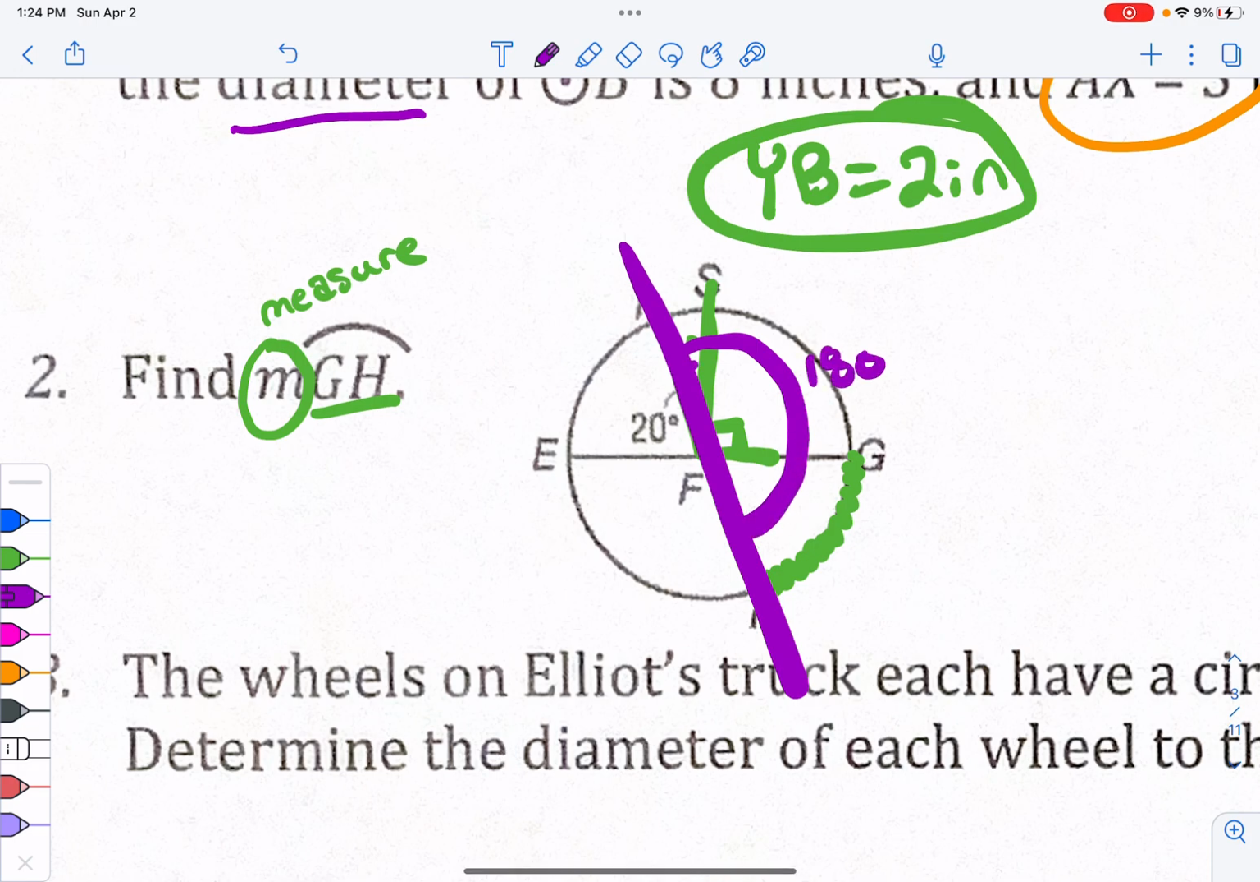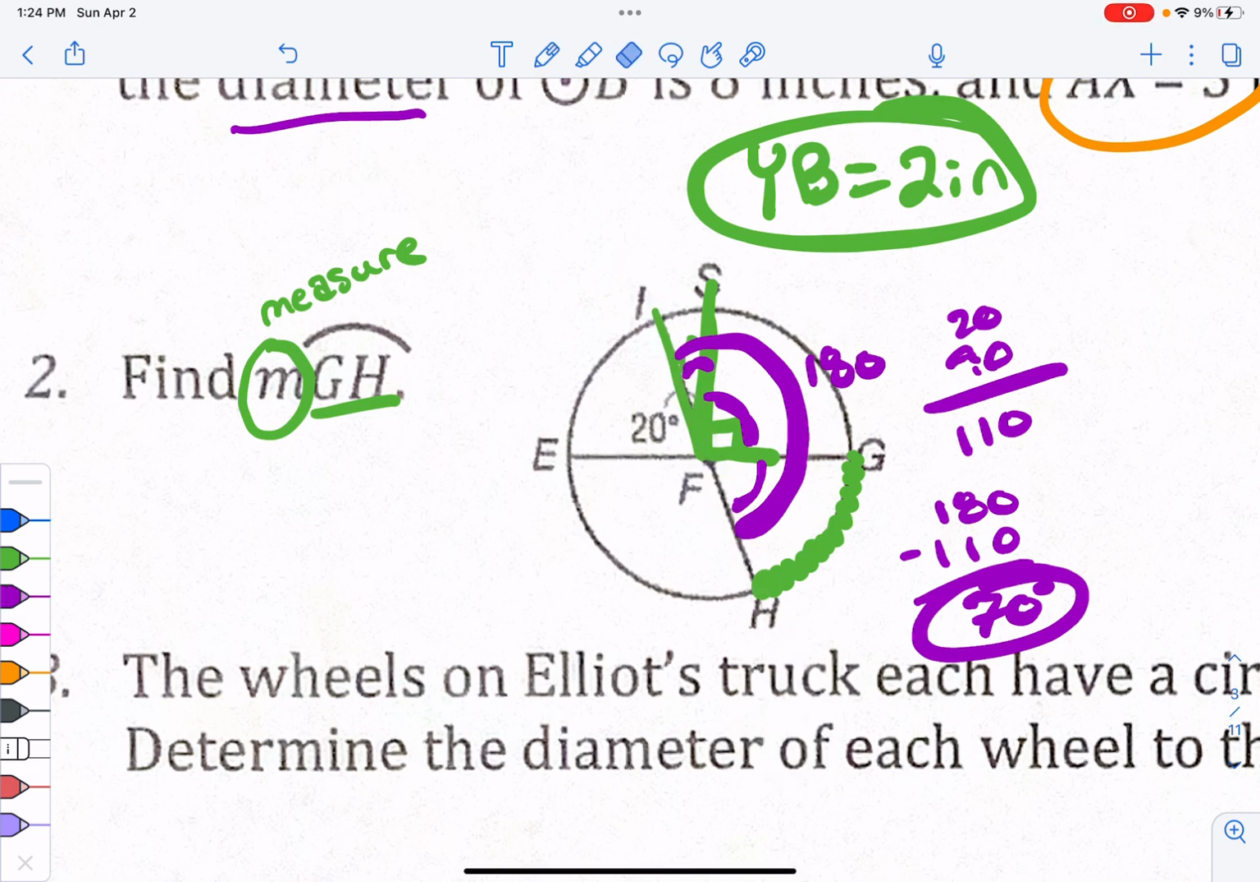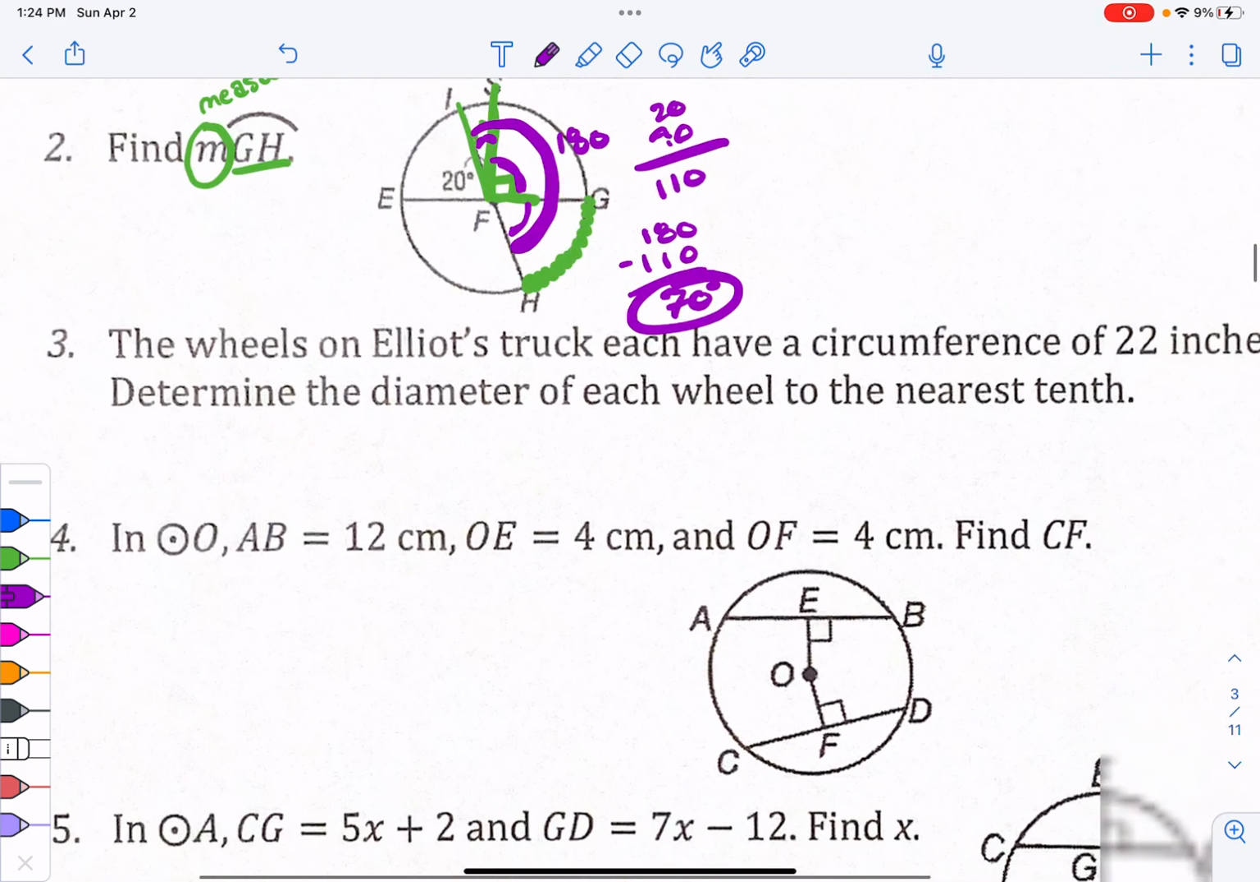Okay, so if I have a 20 here and a 90 here, that will give me the rest of the way. So 20 and 90 makes 110, and if I subtract that from 180, I will get 70 degrees. So that's what the measure of arc GH is, okay? So that was kind of the little clue there, was that the diameter is half the circle, which is 180. So there's that. Number 3, this one's kind of a tricky one.